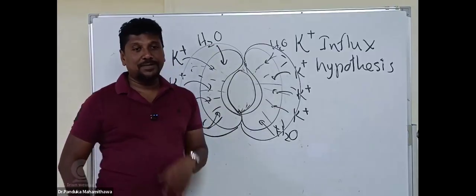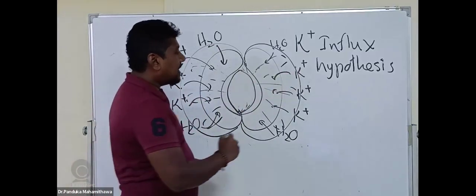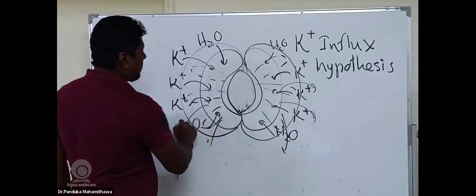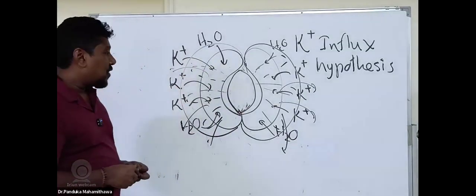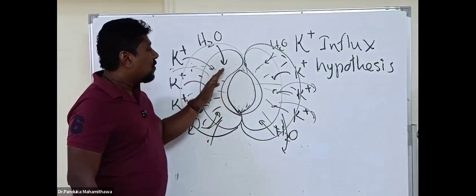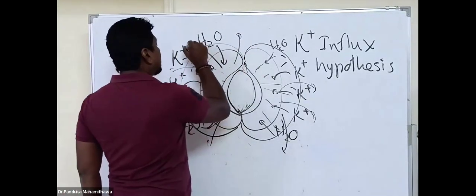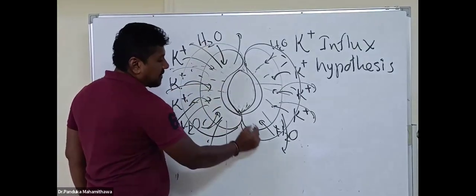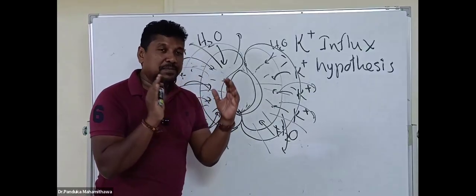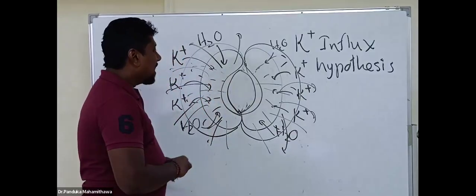At night, what happens? These potassium ions are given back to the surrounding epidermal cells. Therefore, solute concentration goes down and water potential goes up. Because of that, water also leaves the guard cells to the surrounding epidermal cells. Water is also released. Then what happens? The turgidity goes down and the expansion is reduced. Now it becomes flaccid.